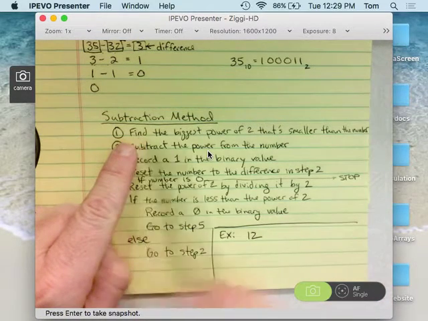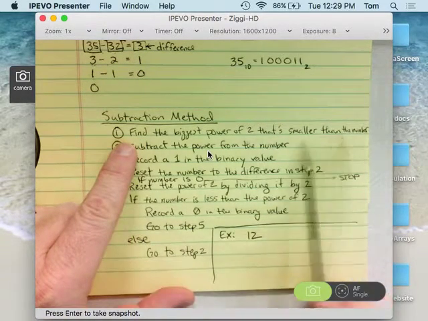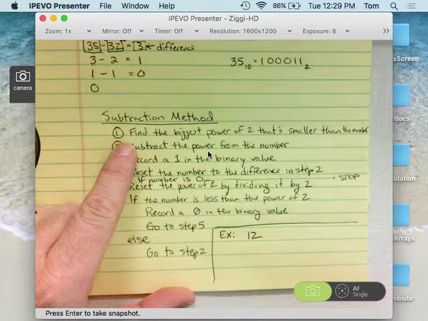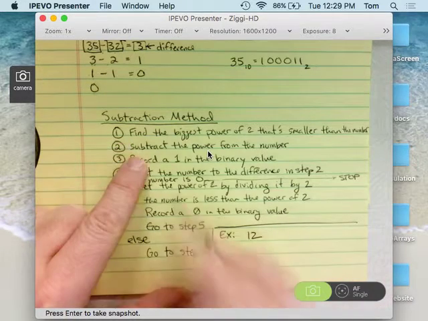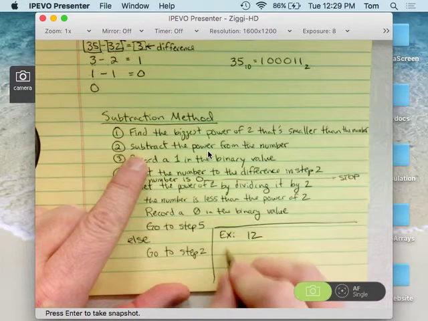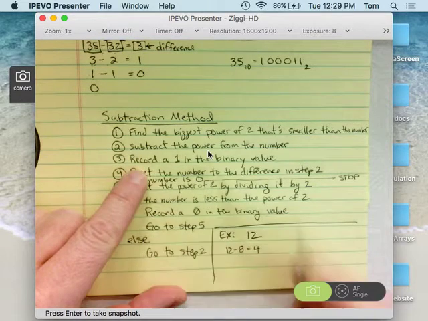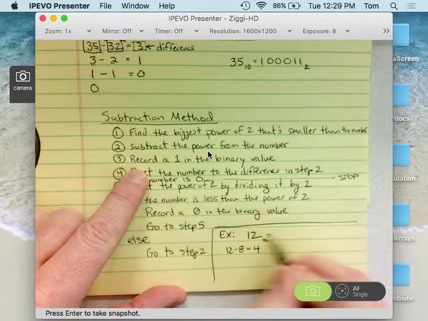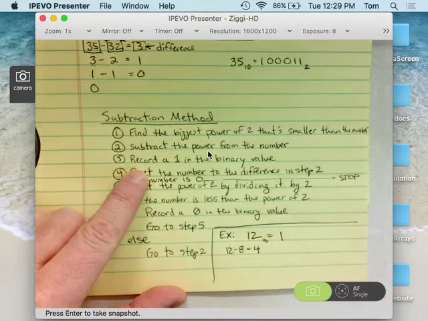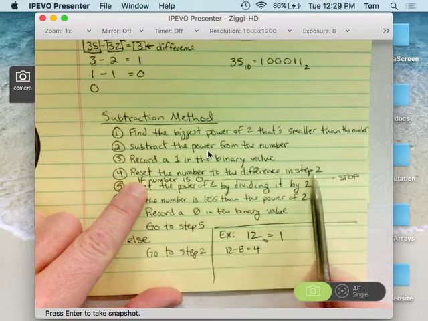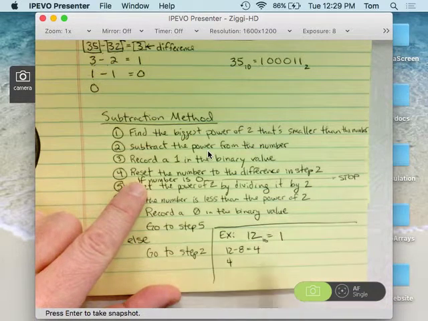Step 1, find the biggest power of 2 that's smaller than the number. So what's that? 8. Subtract the power from the number. So we're going to go 12 minus 8. That gives me 4. Record a 1 in the binary value. So I'm going to say this is base 10. This is going to be my binary value. I've got a 1 there. Reset the number to the difference in step 2. So I'm going to just write a 4 there.